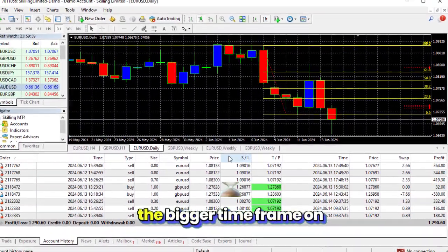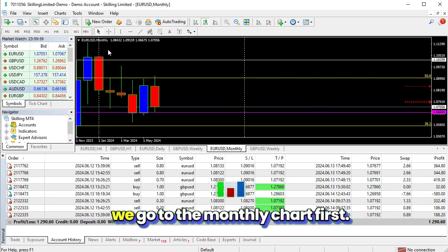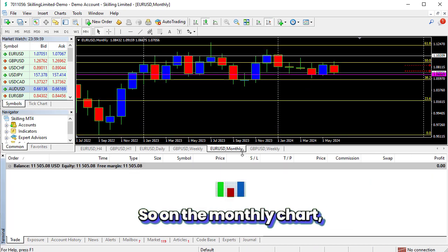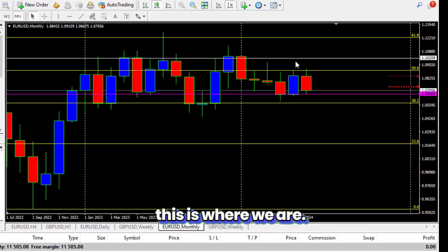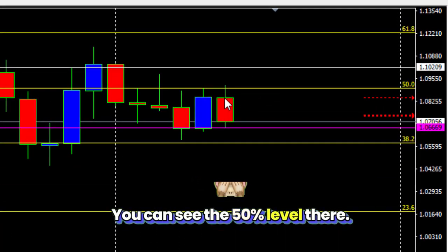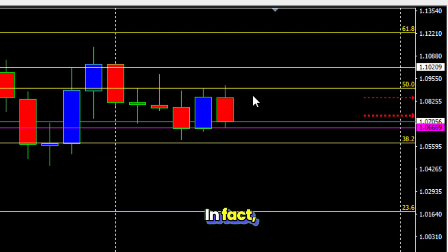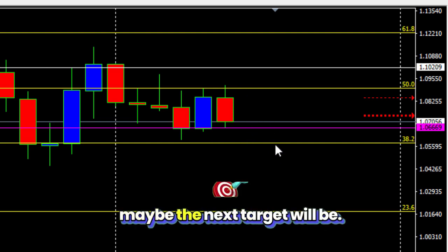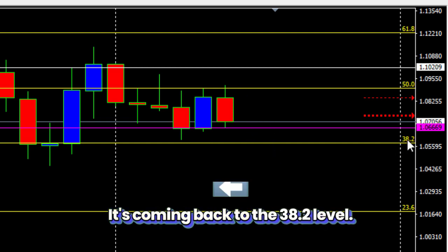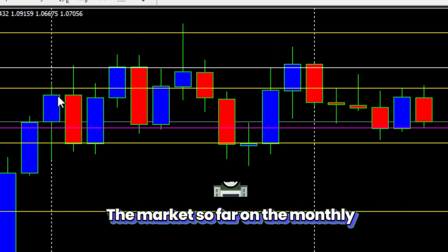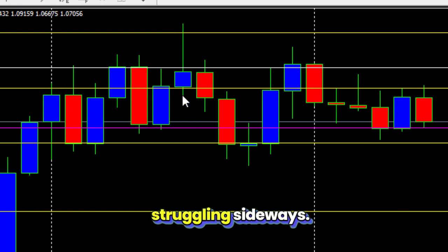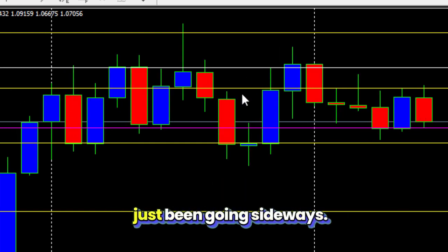Okay, so going to the bigger time frame on Euro USD, we go to the monthly chart first. So on the monthly chart, this is where we are. You can see the 50% level there. Clearly, the price went to it, it hit it, and it has turned around. In fact, so now we can be looking at, okay, maybe the next target will be it coming back to the 38.2 level. The market so far on the monthly chart has just been struggling sideways.